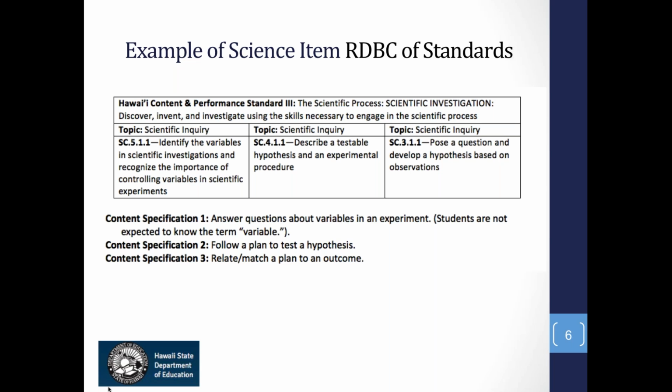So in this case, content spec 3 matches the 3rd grade level standard to pose a question. Content spec 2 goes with the 4th grade level, and content spec 1 goes with the 5th grade level. That same pattern is typically followed for grade 6, 7, and 8 in middle school, and then of course science is pretty clearly defined in high school as just 1 grade level.